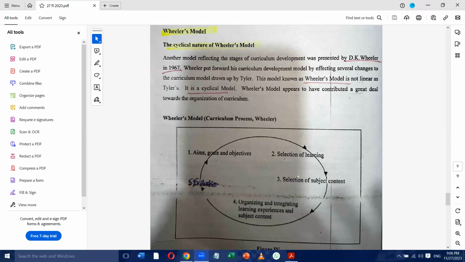So it is a cyclical model. The evaluation again gets connected to the aims. The evaluation focuses on whether the aims, goals, or objectives have been reached by the students. So the evaluation is what we check. It's a reflection, a sort of reflection. So this is the Wheeler cyclical model.